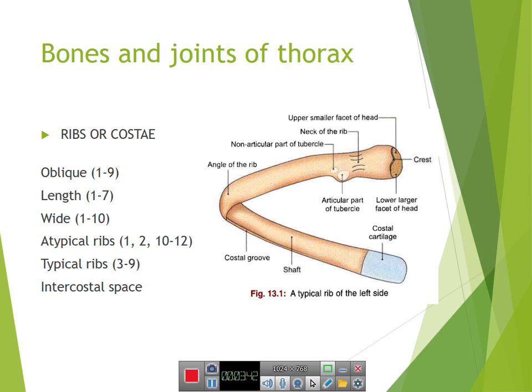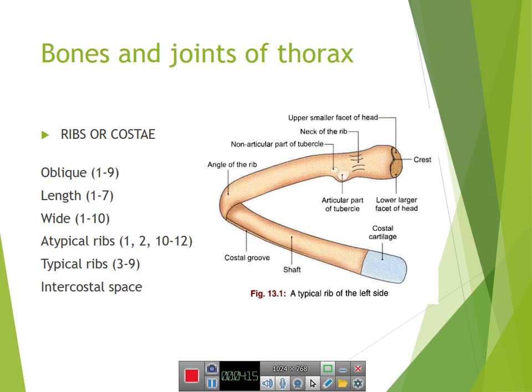Another point about the ribs is the length of the ribs. The length of the ribs increases from the 1st to the 7th ribs and then gradually decreases from the 8th to 12th ribs. The breadth of the ribs decreases from above downwards. In the upper 10 ribs, the anterior ends are broader than the posterior ends.